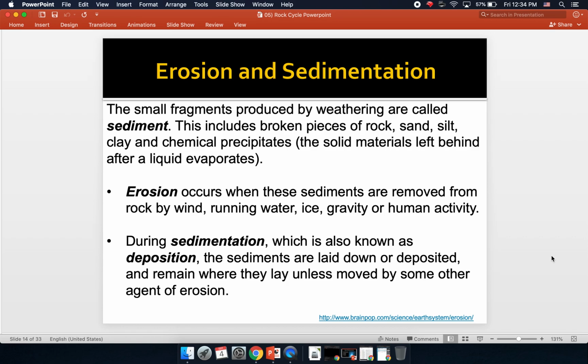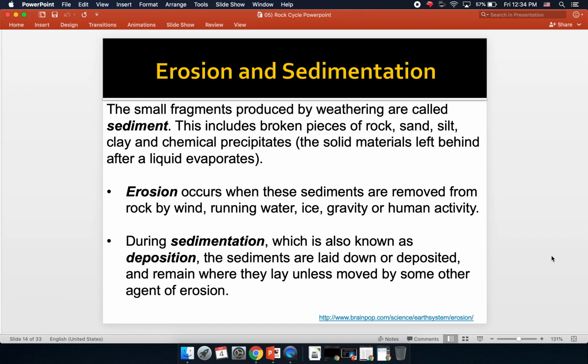Alright, erosion occurs when the sediments are removed from the rock by wind, running water, ice, gravity, or human activity. And that's very important to point out. When it comes to weathering and erosion, any human activity counts as weathering and erosion. For example, if you were to go outside and find a rock and bang on it with a hammer and break pieces off, that counts as weathering.